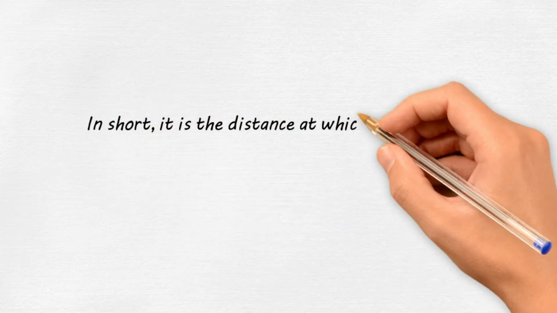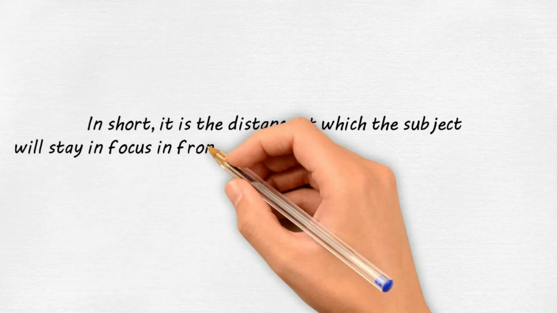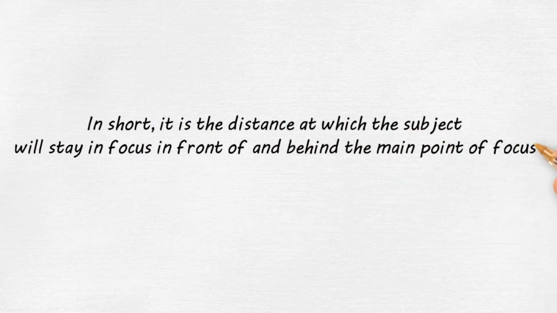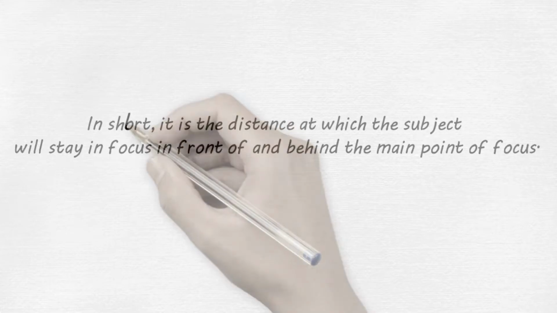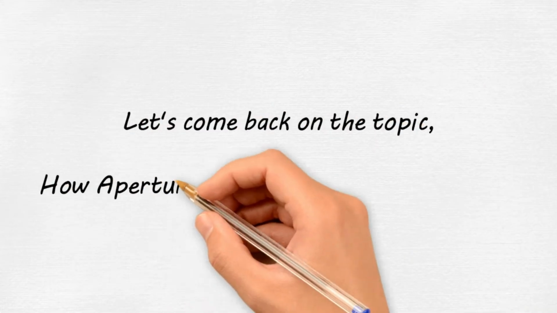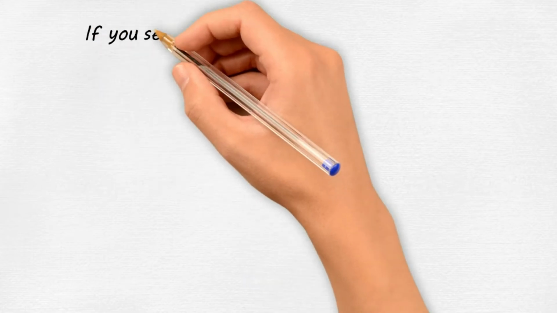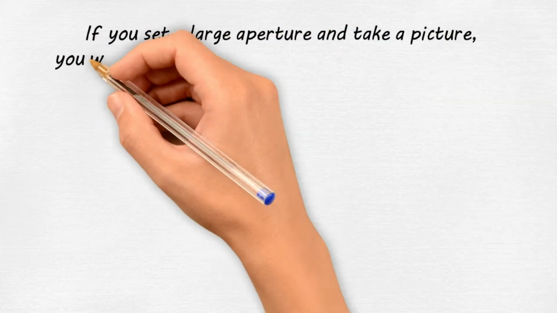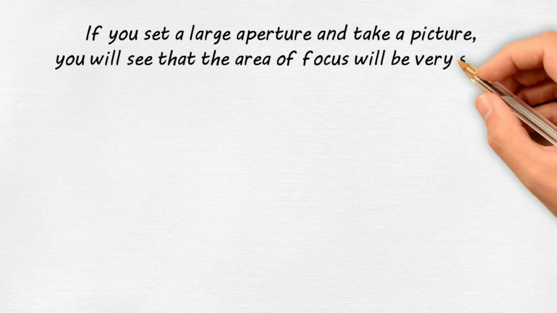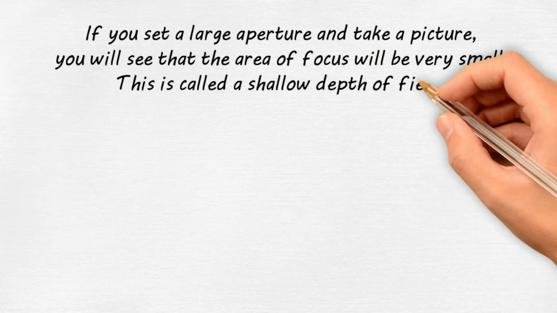In short, it is the distance at which the subject will stay in focus in front of and behind the main point of focus. Let's come back to the topic. How aperture affects depth of field. If you set a large aperture and take a picture, you will see that the area of focus will be very small. This is called a shallow depth of field.